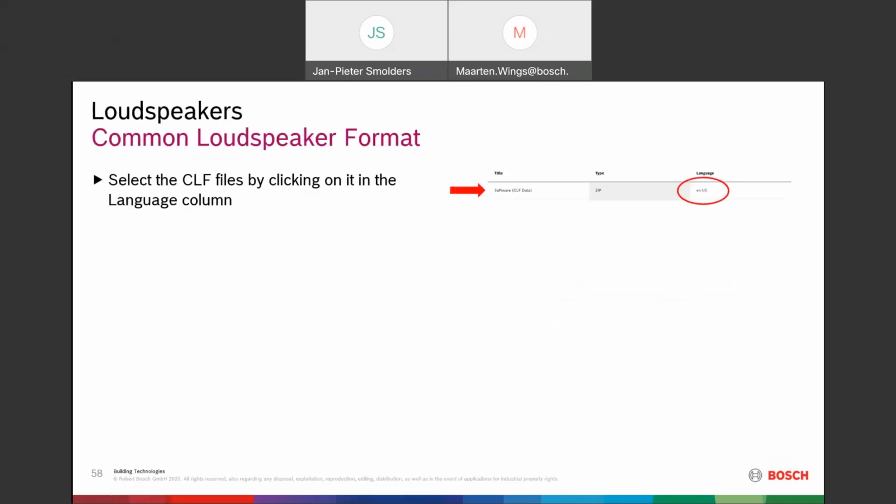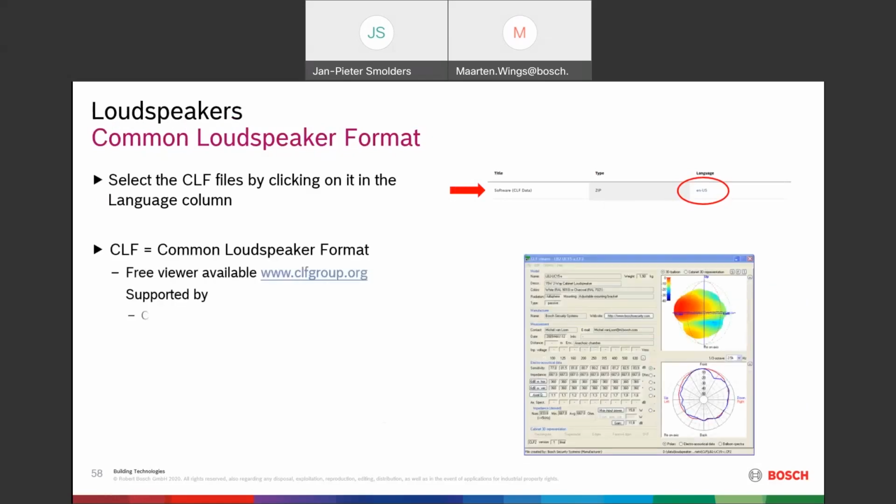Now for the CLF files, the common loudspeaker format files, we also have a zip file. It works in the same way. Click on the EN-US underneath language. It will download the zip file, and there you will have the CLF files available as well.